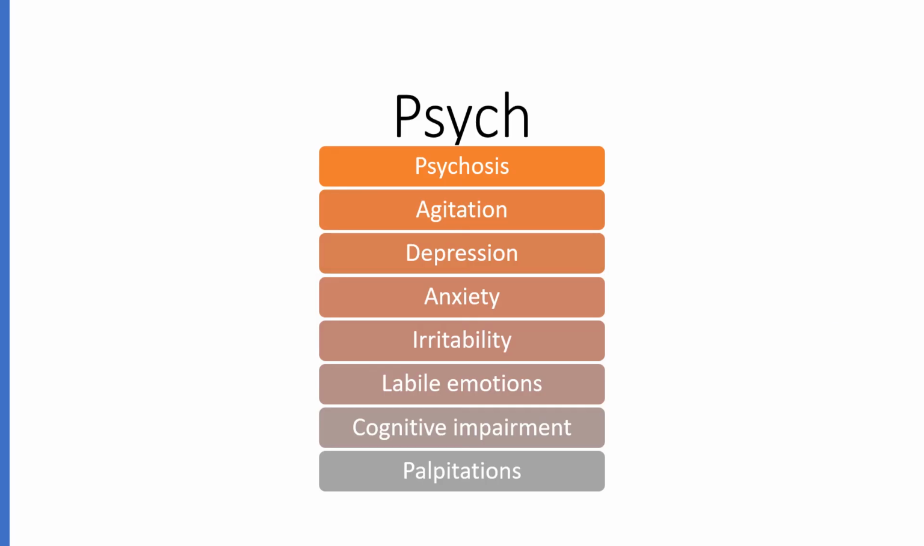Psych. Someone is asking me, really? You want to link these to psychiatric disorder? Oh yes. There's possibility of psychosis, agitation, depression. Remember, there's depression in hypothyroidism also. Now we are talking about hypothyroidism. We are still talking about depression, anxiety, irritability, labile emotions, cognitive impairment, and of course palpitation.